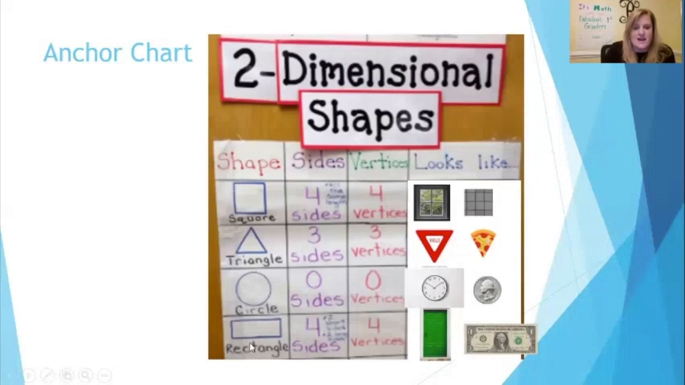Rectangles have how many sides? Right, 4 sides. The opposite sides are equal. So these two sides are equal and these two sides are equal. There are also 4 vertices, 1, 2, 3, 4. They also have 4 right angles. You might notice that a door is in a rectangular shape, also a dollar bill.